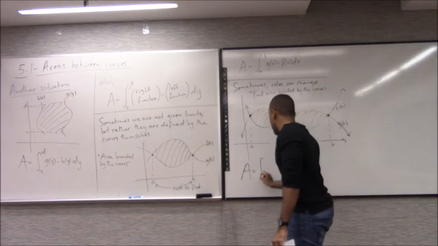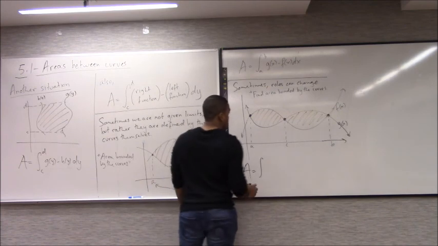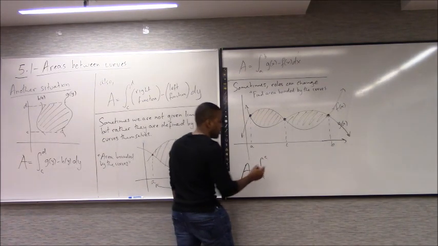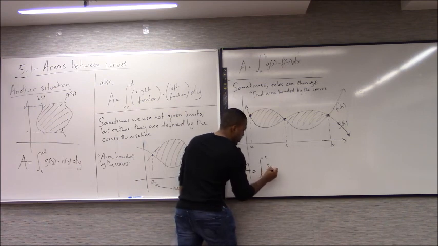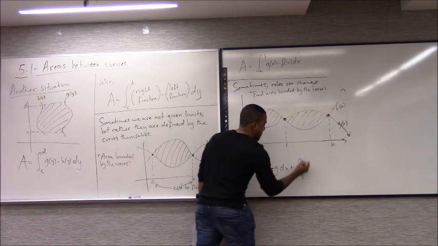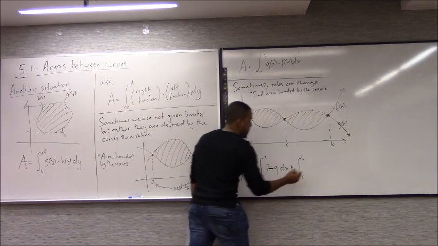Integral A to B, or A to C, sorry, of F of x minus B of x, and then plus integral C to B, G of x minus F of x.